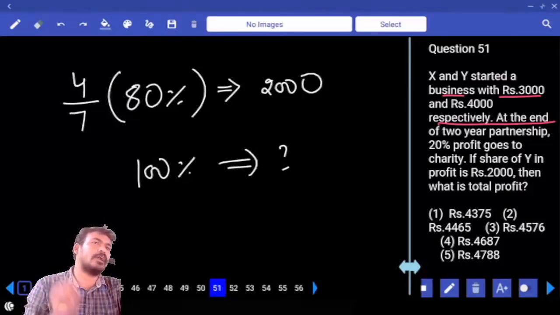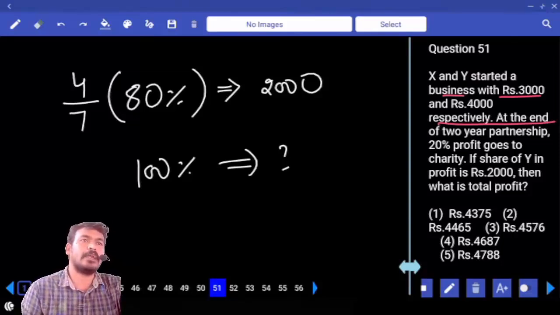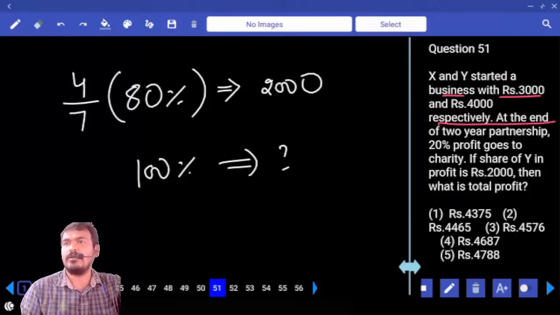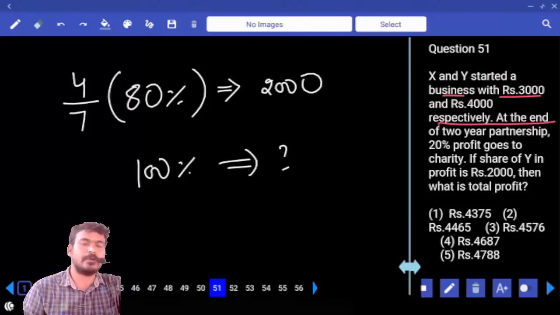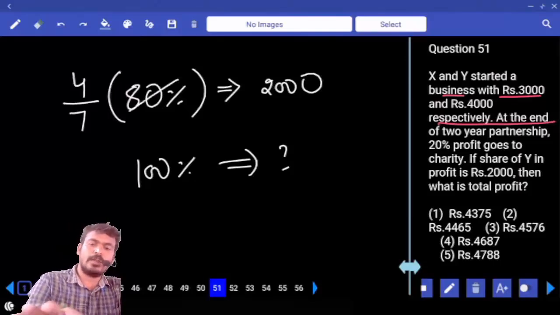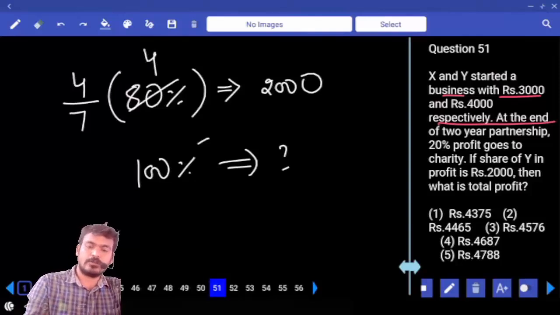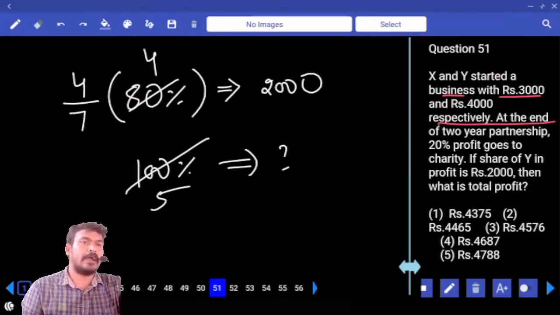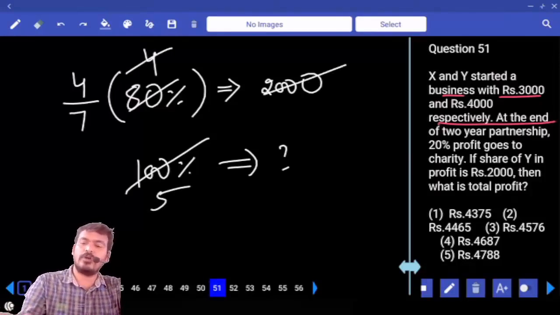80% are distributed or 100% are distributed? 80%. 4/7 of 80% equal to which one? 2000. But we required 100% or not? 20 how many times 80? 4 times. 20 how many times 100? 5 times or not? 4 how many times 200?